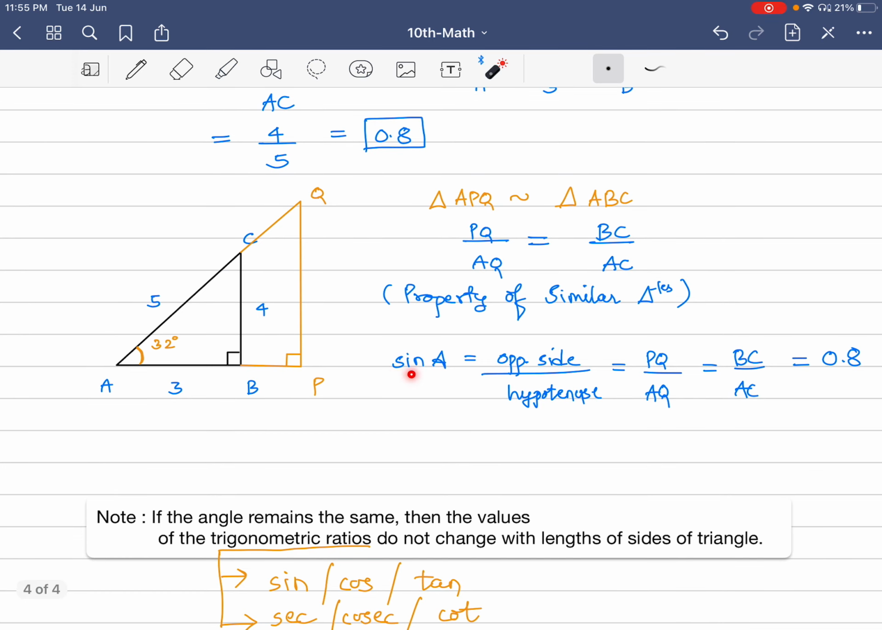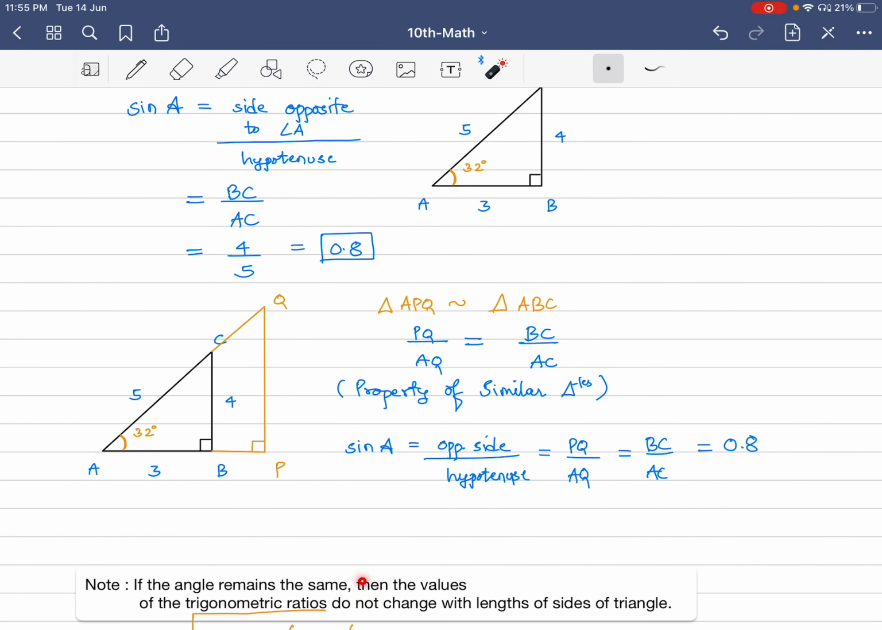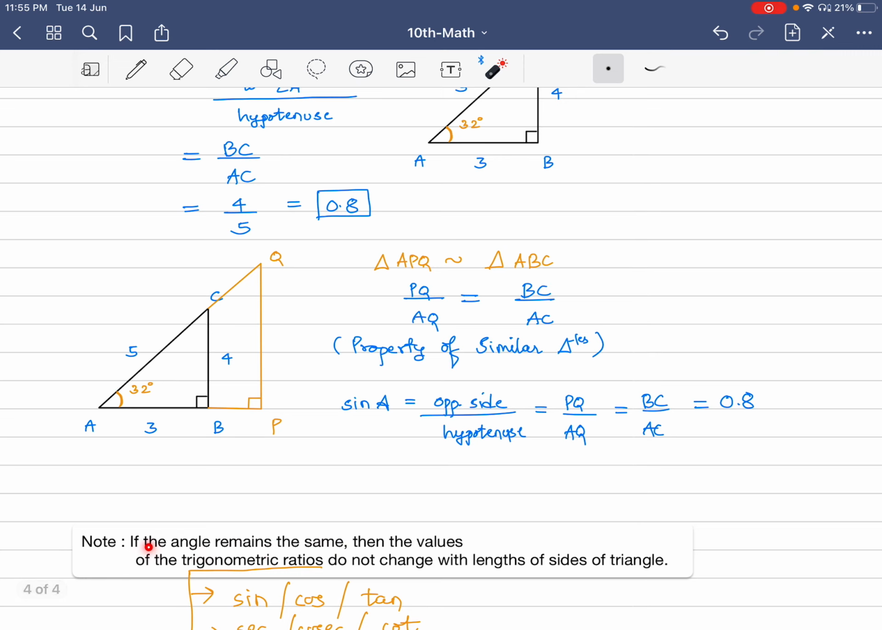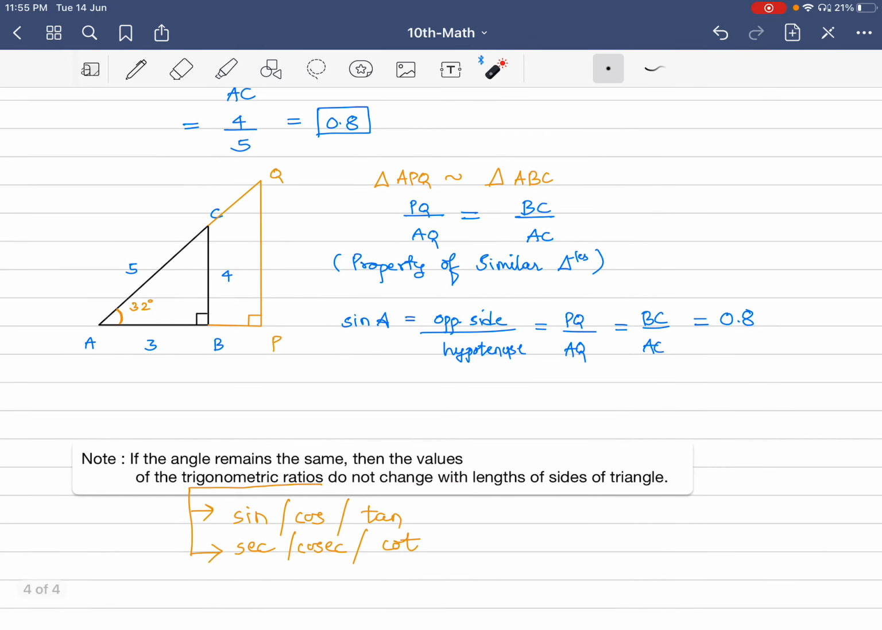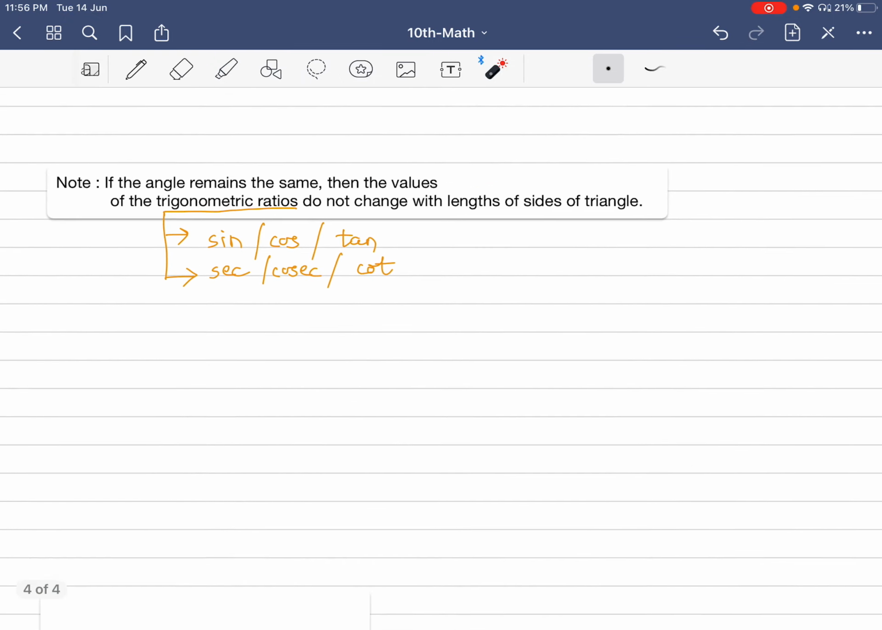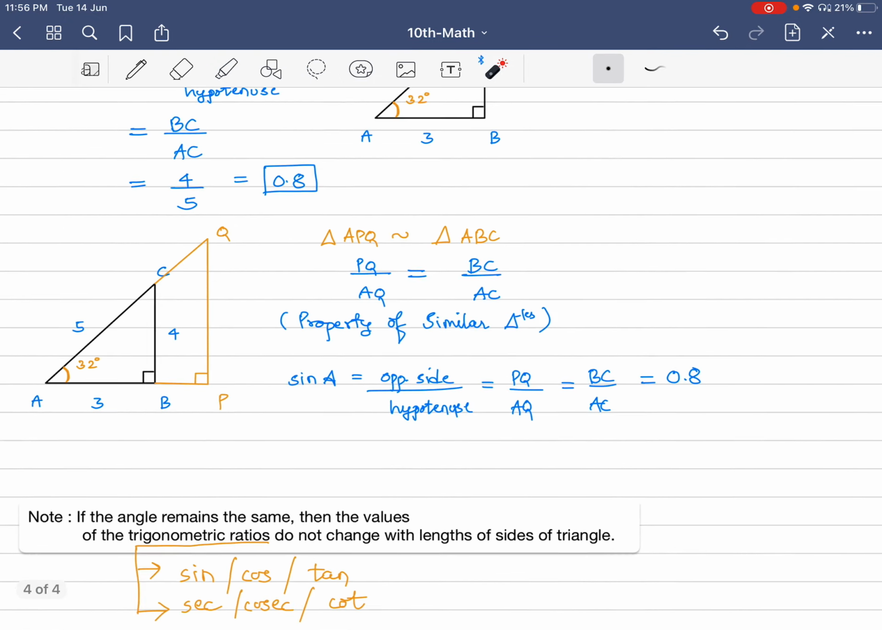We just took the example of sine of A to come to this conclusion. But even if you start with cos of A for the same triangle, or even if you start with sec of A for the same triangle and go ahead, you will observe that if the angle remains the same, then the value of the trigonometric ratios do not change with the length of the sides of the triangle. So this is an important property of trigonometric ratios. This is the first property that we wanted to discuss in this video, and now we come to the second property with respect to trigonometric ratios.